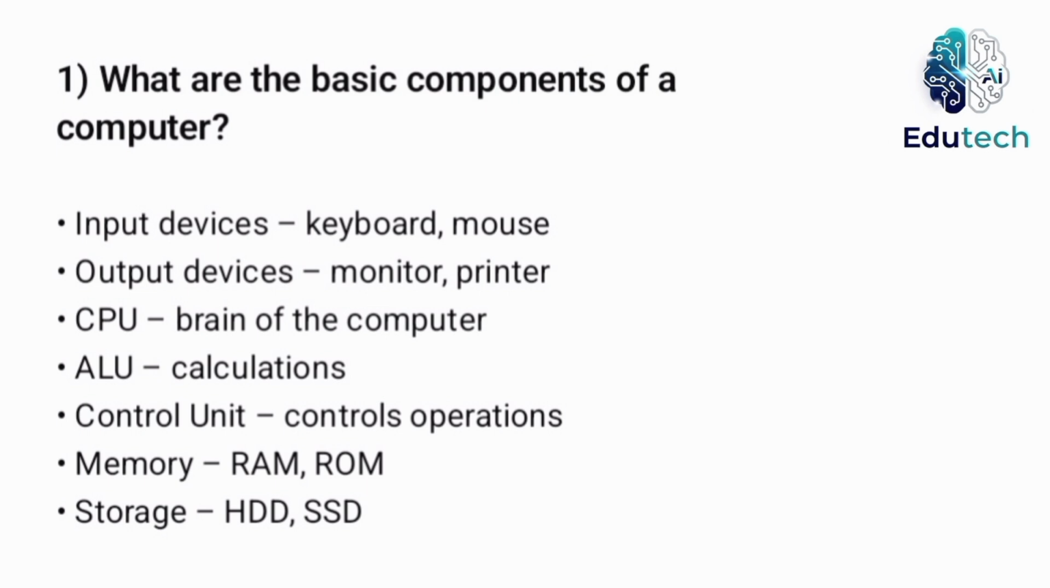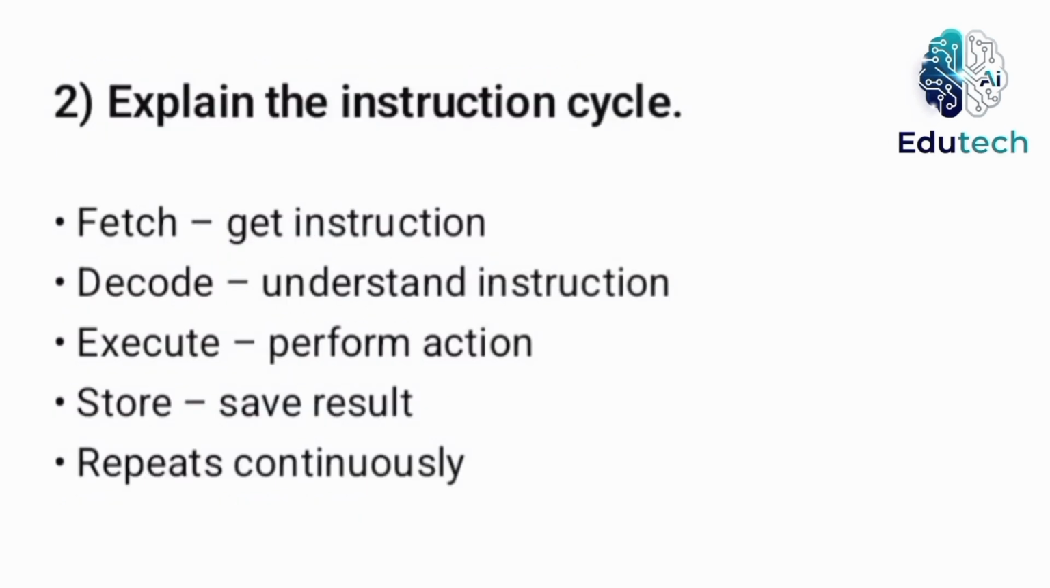The CPU is called the brain of the computer because it processes all instructions. It includes the ALU for calculations and control unit to manage operations. Memory like RAM and ROM stores data temporarily or permanently, and storage devices like HDD or SSD save data for long-term use.